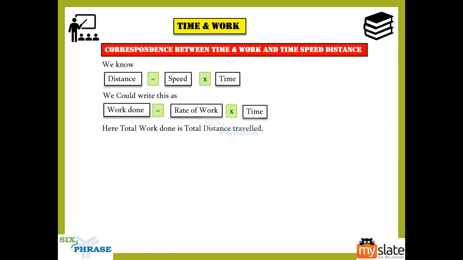So here the total work done is the total distance traveled. By now you would have guessed it: rate of work is nothing but the speed, right? So I go 100 kilometers, but at what speed do I cover 100 kilometers? At a speed of 20 kilometers per hour maybe, or 30 kilometers per hour. So that is the speed, the rate at which that work is being done. What is that work? The work is covering 100 kilometers. So the rate at which I am covering 100 kilometers is the rate of work. In other words, it is the speed. And time is time. There is no change in time.